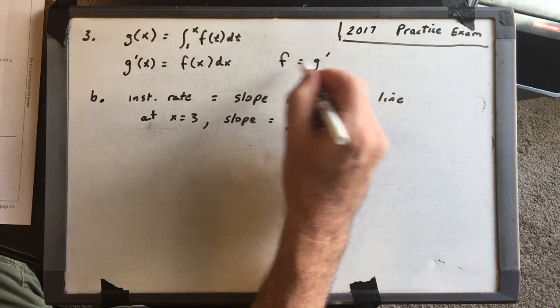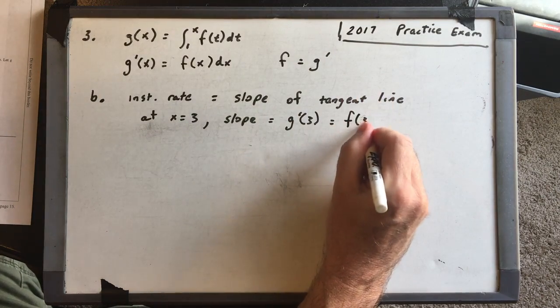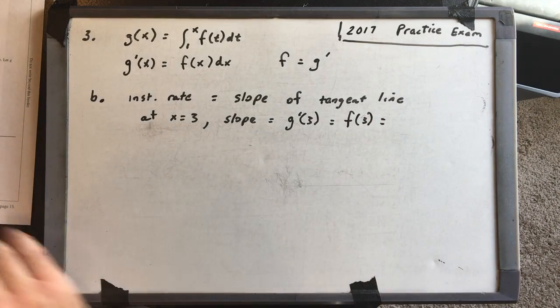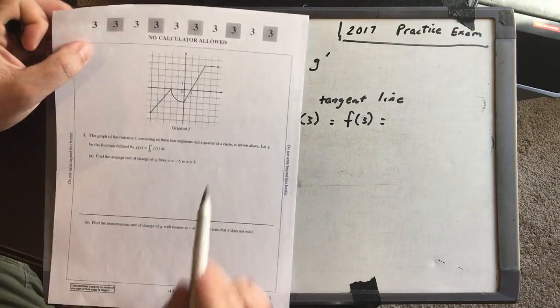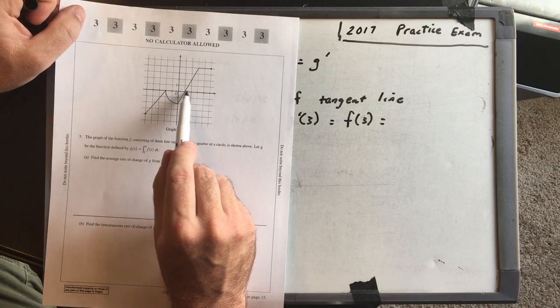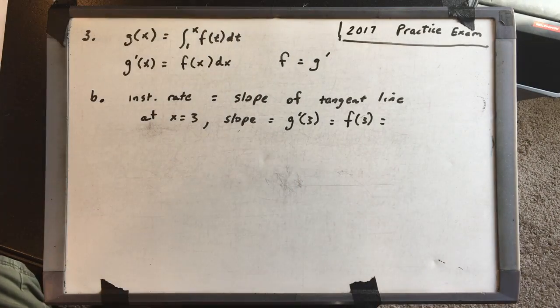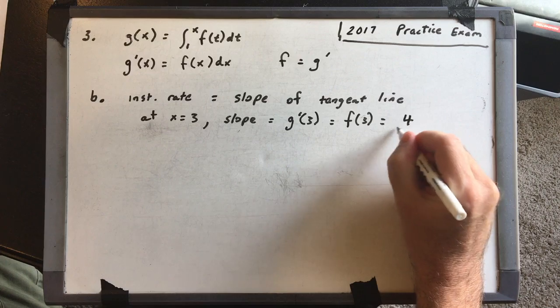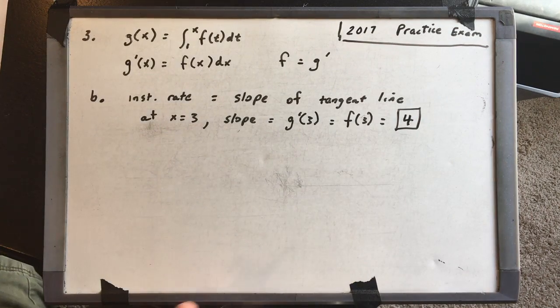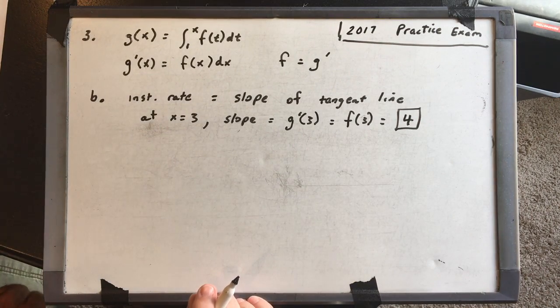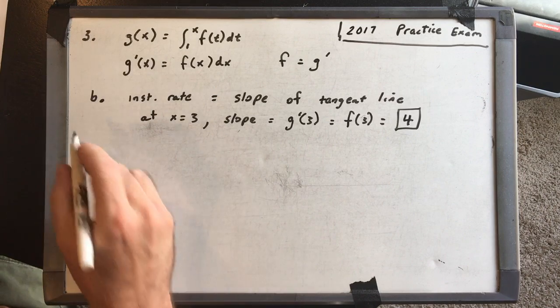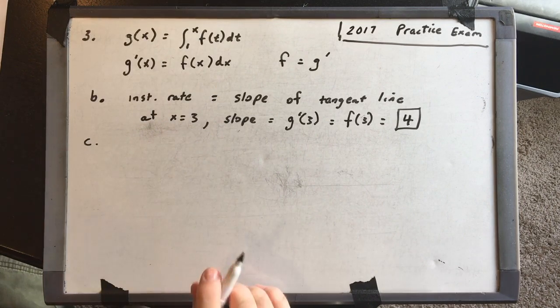Well, g prime is just f. So let's just read the graph. What is f of 3, or g prime of 3? 1, 2, 3. It's 4. Boom. That one is just to read the graph, whereas the last one was, oh my goodness.